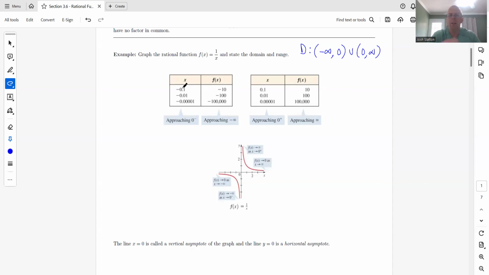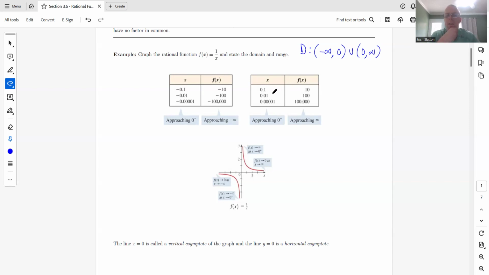In this case, you can see when x is negative 0.1, f of x is negative 10, negative 0.01, f of x is negative 100, negative 0.00001, and f of x is negative 100,000. So we can see that f of x is getting bigger and bigger on the negative side as x is approaching 0 on the left side. We'd say that as x approaches 0 from the left, y is going to approach negative infinity, or y is going to grow in the negative direction without bound.